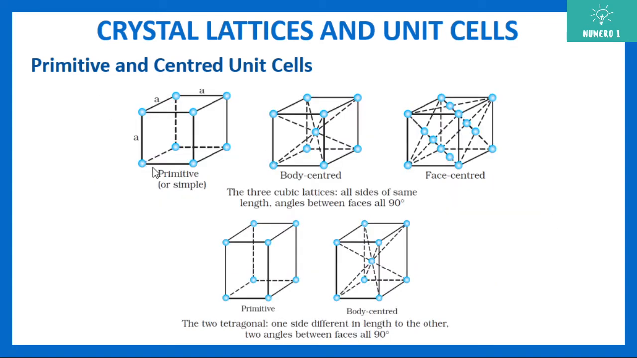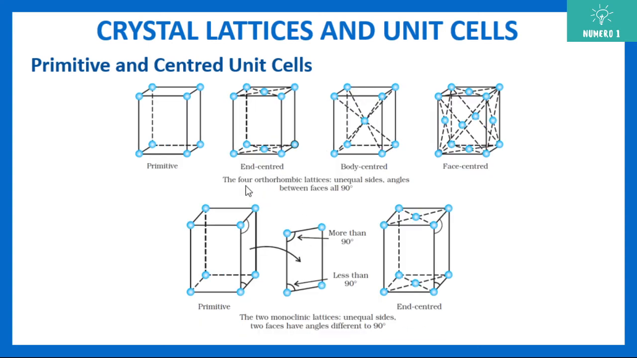Now this is a simple primitive unit cell, that is, the atoms are present only in the corners. This is a body centered unit cell, which means at the center we have one constituent particle. Face centered means all the 6 faces have one atom at the center. So these are the tetragonal ones. This is the cubic lattice, and that is tetragonal. Similarly here, these are orthorhombic lattices and 2 monoclinic lattices.